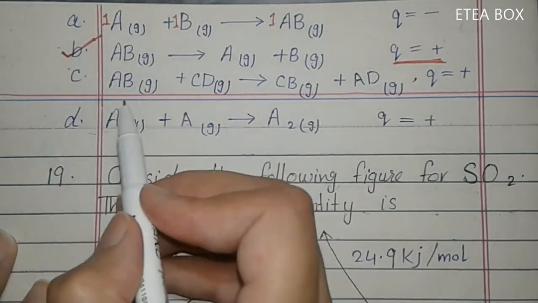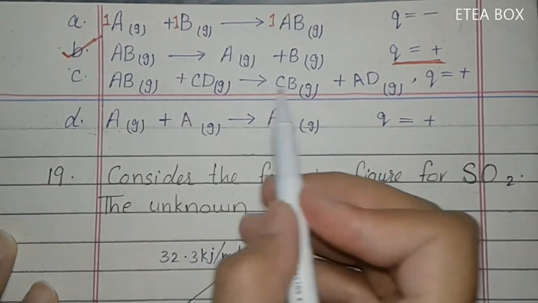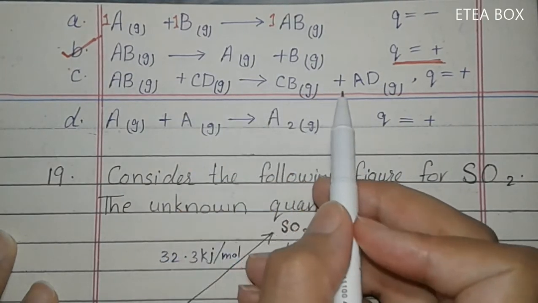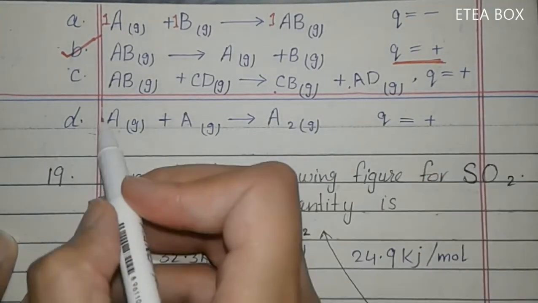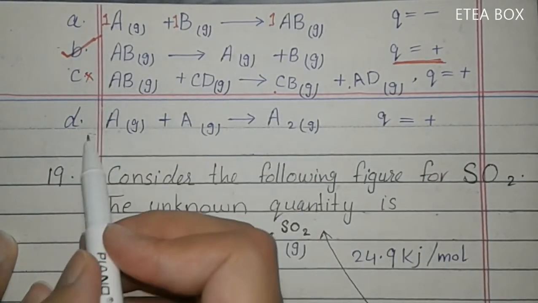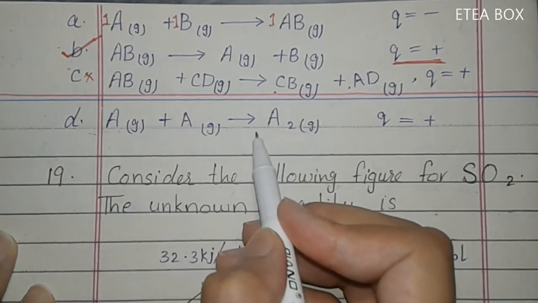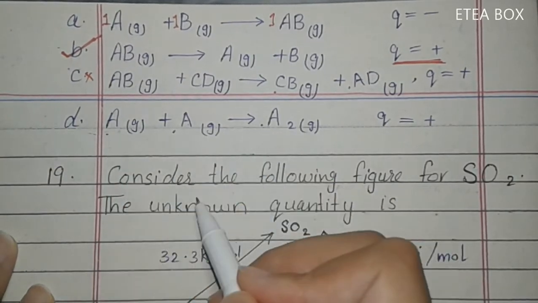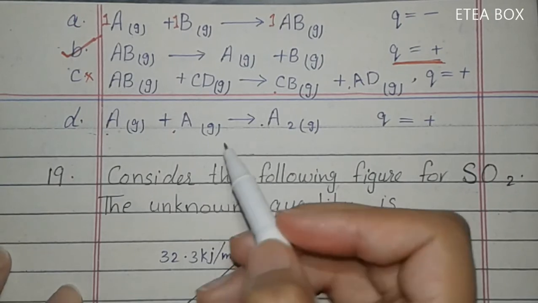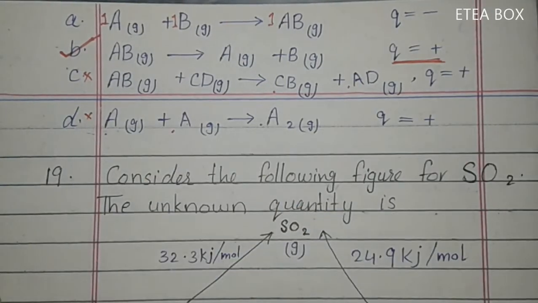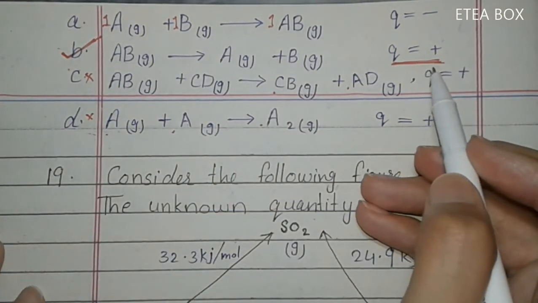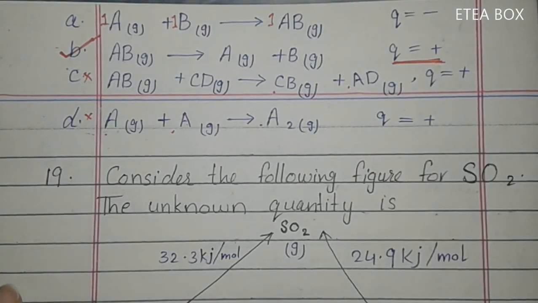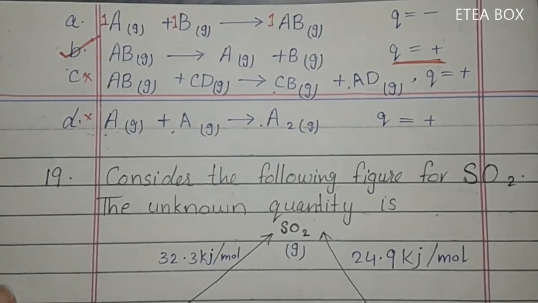Look at option C. Here the volume is the same on both sides, because here it is 2 moles and here it is also 2 moles. So C is incorrect. Look at option D. Here the volume decreases. Here it is 2 moles and here it is 1 mole. So this one is also incorrect. Work done on the surrounding means the volume increases, and heat transferred to the system means the heat must be positive. So option B is correct.